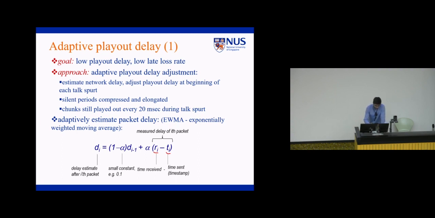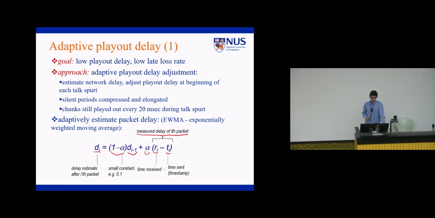But now I'm multiplying that with some constant. I'm assigning it some weight, alpha. Alpha is typically a small constant, like 0.1. And this is a recursive formula. So di is giving me my delay estimate of the ith packet. So my current delay estimate is the measured delay of the ith packet multiplied with some weight, plus my earlier measurement. Again, this is a recursive formula. My earlier measurement, again, multiplied with another constant.